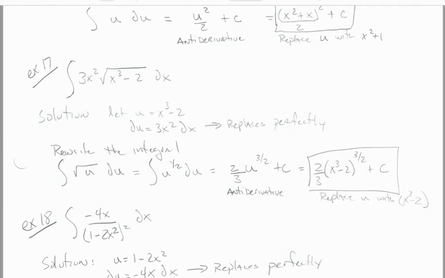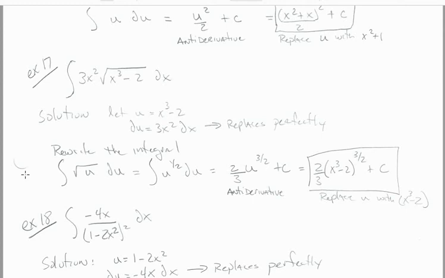Example 17. We have the integral of 3x squared times the square root of x cubed minus 2 dx. Choose the most complicated piece for u to be. It's what's underneath the radical. So u is going to equal x cubed minus 2. Taking the derivative of u with respect to x, du gives us 3x squared dx. That's going to be a perfect replacement when we rewrite this integral.